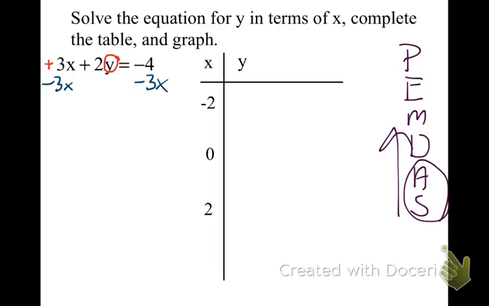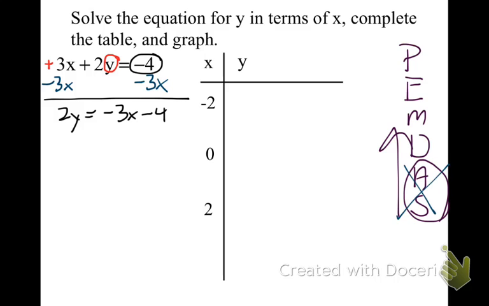Now remember, format matters. So my 2y comes on down. I always want an x to come first, and this is a negative 4, so it'll be minus 4. Then I undid addition and subtraction. I need to undo multiplication and division. Since this is technically multiplication, I will be dividing by 2 on both sides. So my y is now isolated.